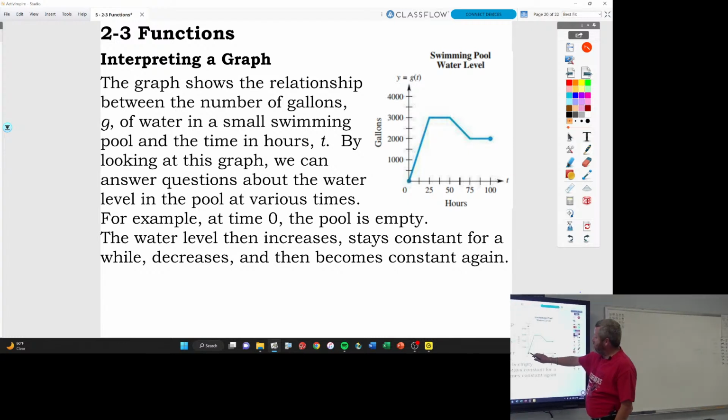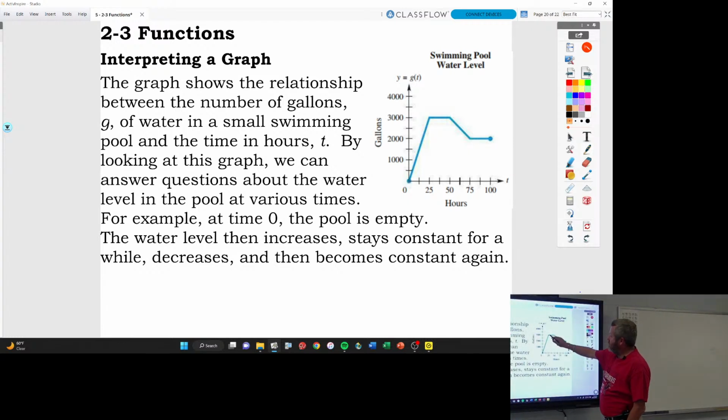So the pool is empty. Over time, it's filling up. It stays the same for a while. Then maybe we let some water out, and then it stayed the same for a while. So from 0, it was increasing to this point here. Then it was constant. Then it's decreasing, and then it's constant again.